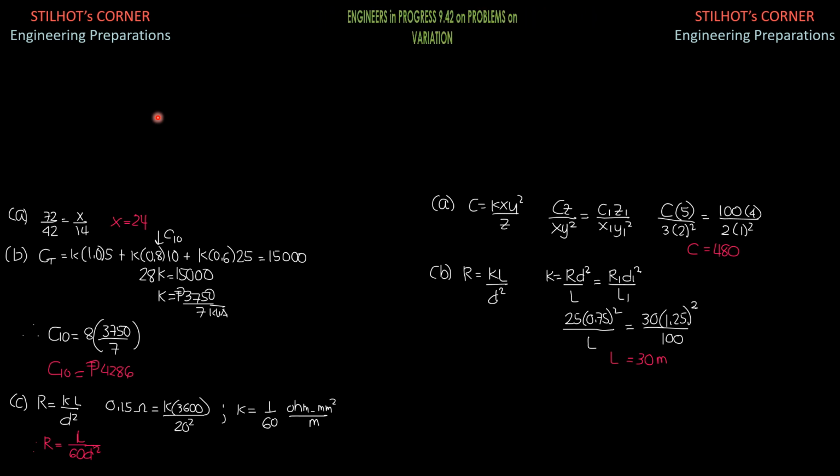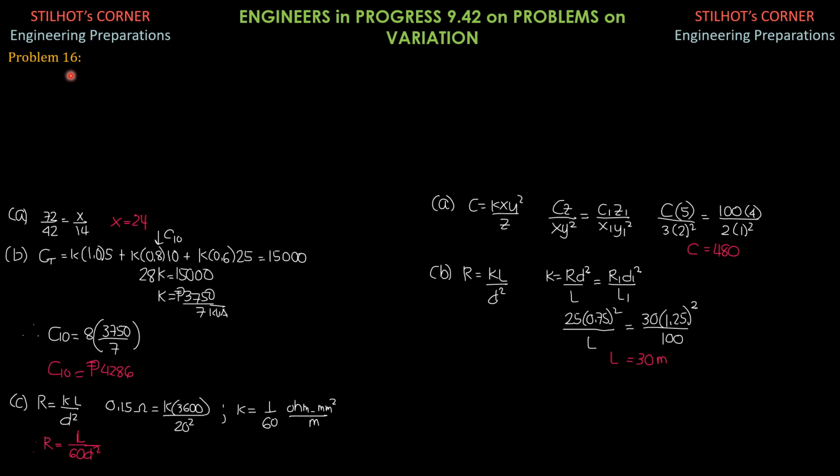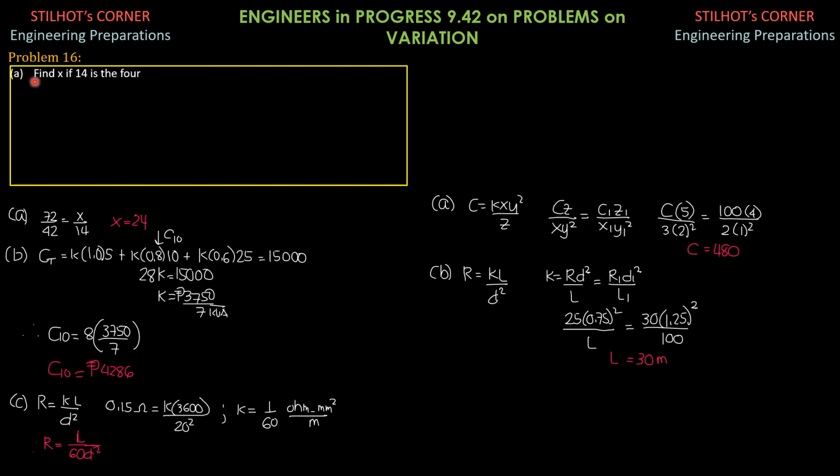So this is Engineers in Progress 9.42 on variations. This is the last problem or set of problems in variations. Find x if 14 is the fourth proportional to 72, 42, and x. So that's the first problem. Let's focus on that problem first.